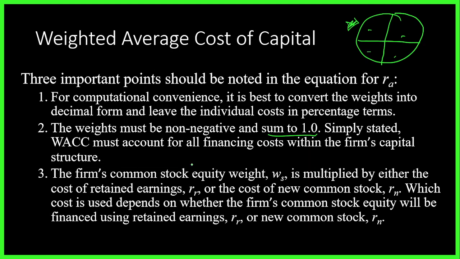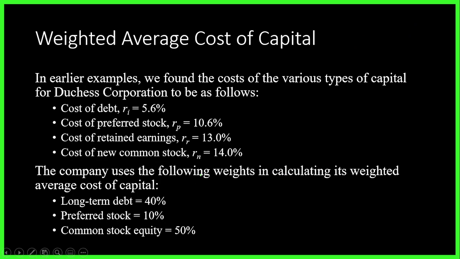The firm's common stock equity weight is multiplied by either the cost of retained earnings or the cost of new common stock. So it really depends whether the firm's common stock equity will be financed using retained earnings, or gagamitin natin old stock. Yun yung term sa ibang textbook. Or new stock. Pag new stock, that's your newly issued shares. Okay, so let's now have an example.